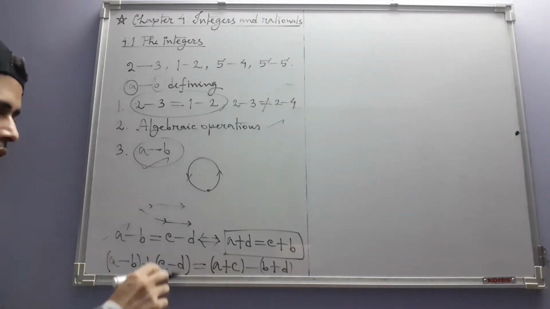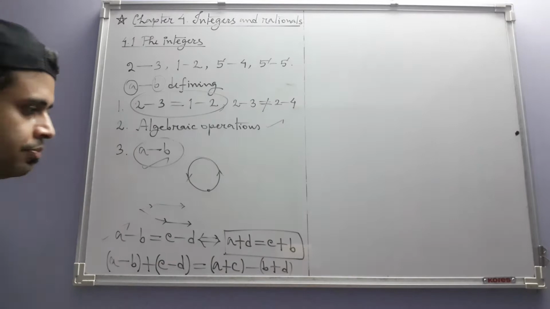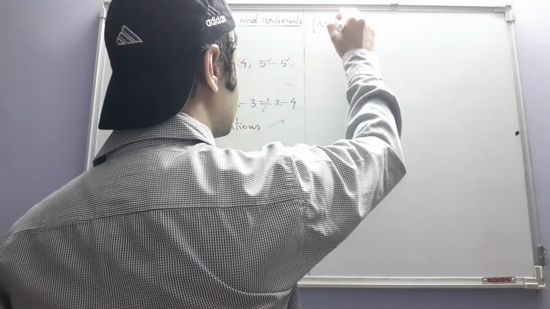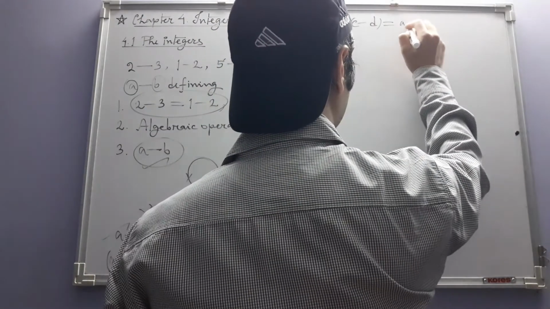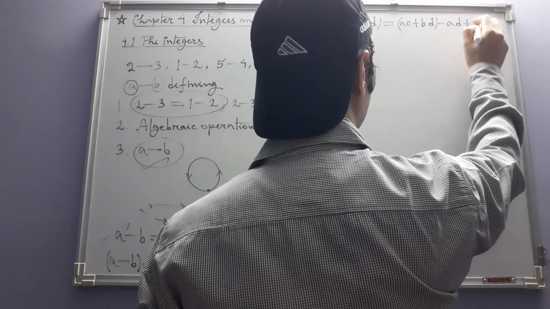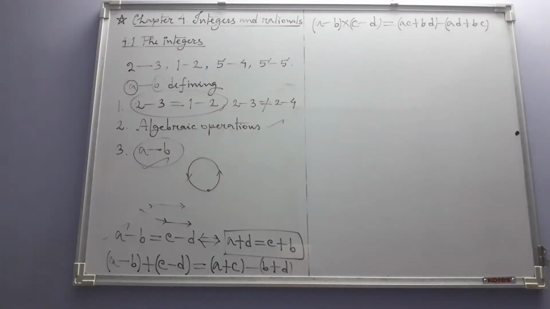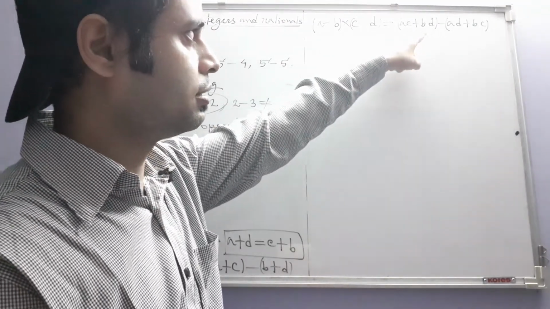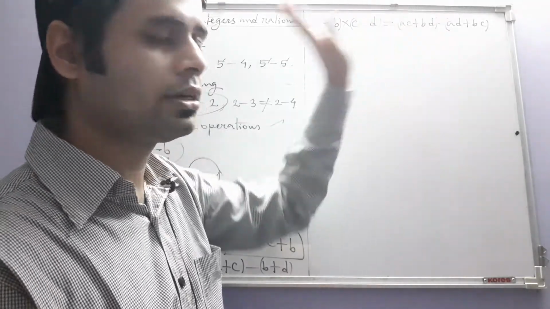And this is coming from our prior knowledge of integers. We already know that this is how things go. Just like that, multiplication can be defined like this: ac plus bd minus ad plus bc. From our previous knowledge of integers, we know that when we multiply two such differences, this is what we should get. So we can define our multiplication like this.